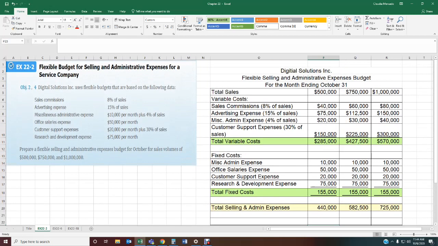First you do your variable cost, and then you do your fixed costs, and then you get the total of the two categories. So this is the first exercise that we're covering. This is exercise 22-2, and we'll be moving on to the next problem in a second.